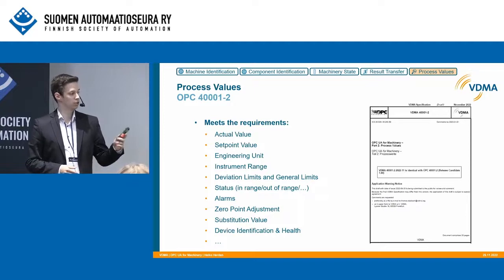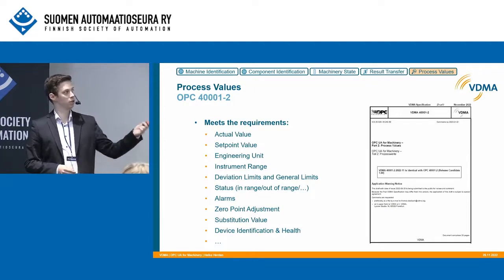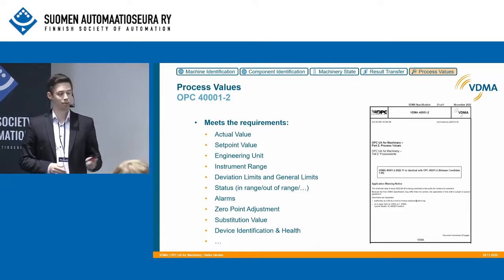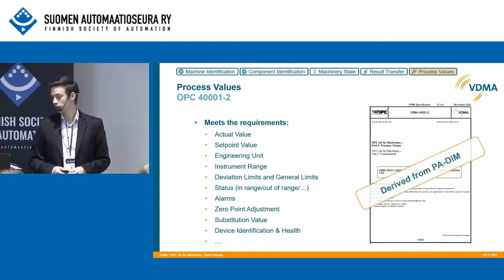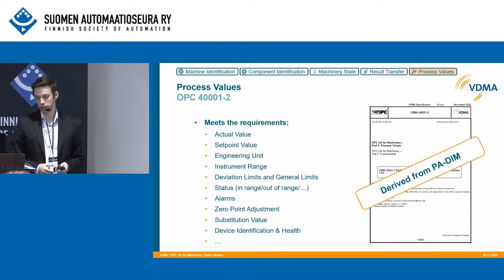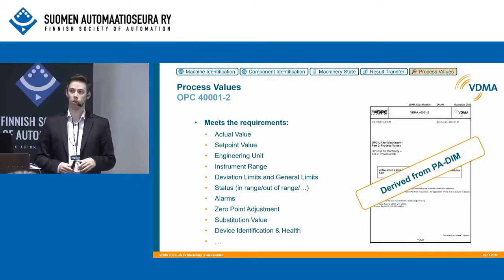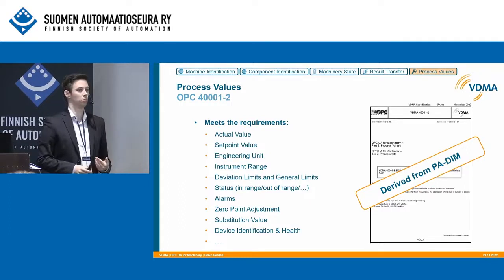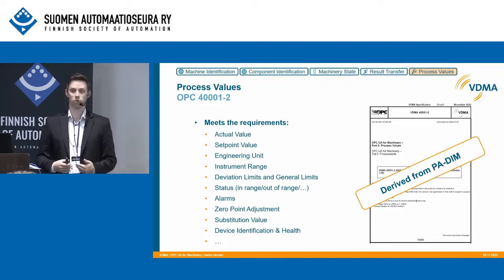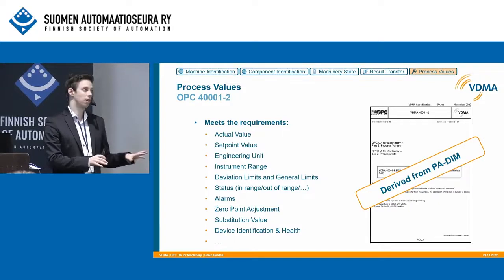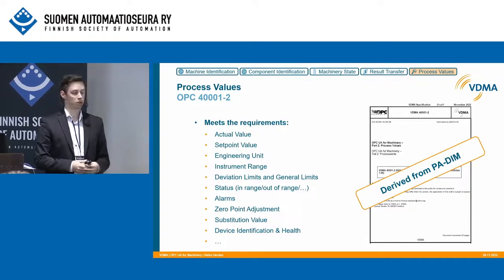We have a substitution value if the connection gets lost, so that we have a set value in the system, and device information, identification and health. And many of those properties are derived from the PA-DIM companion specification, because what we always do with OPC UA for Machinery is we take a look at what is existing already and what can we use, because we don't want to reinvent the wheel in OPC UA, where we want to use what is out there, so it works together in the end.